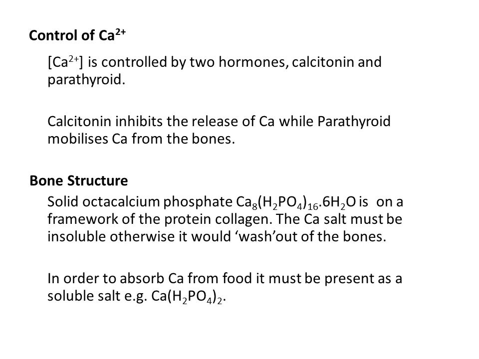So controlling calcium ions, so the calcium 2 plus ion concentration is controlled by two hormones, calcitonin and parathyroid, and calcitonin inhibits the release of calcium while parathyroid mobilizes calcium from the bones. So bone structures are composed of solid octocalcium phosphate on a framework of the protein collagen. So the calcium salt must be insoluble, otherwise it will be washed out of the bones. So in order to absorb calcium from food, it must be present as a soluble salt.